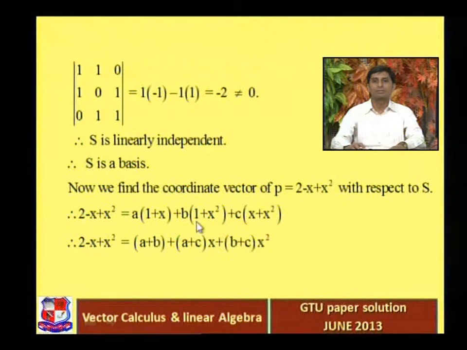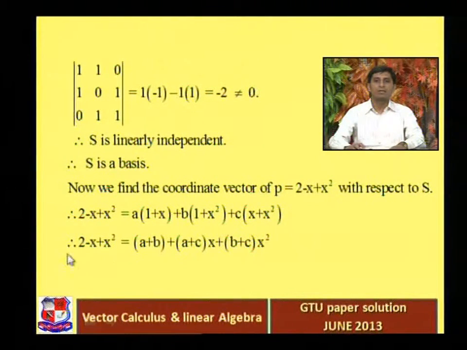a into x plus c into x, so a plus c into x, right? And what is the coefficient of x square on the right hand side? b plus c, okay, b x square plus c x square. So that is b plus c into x square, correct. Now, so a plus b plus a plus c into x plus b plus c into x square.